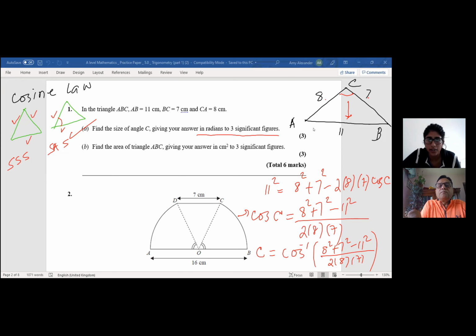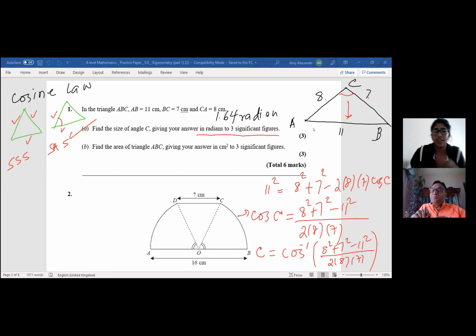So it says to 3 significant figures, so 1.64. Perfect. So that becomes in radians. You need not write RAD or radians. Radian is a ratio. So even if you write 1.64, it is assumed to be in radian. It is a default unit for trigonometry, correct?